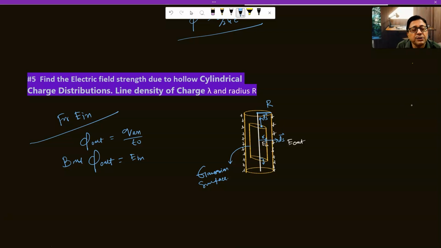So phi out will be E in multiplied by this curved surface area. What is the curved surface area? The length of the Gaussian surface is finite. Gaussian surface will always be of finite dimension. So the length of this Gaussian surface you take as L. This one is infinitely long. So phi out will be E in into 2 pi RL.